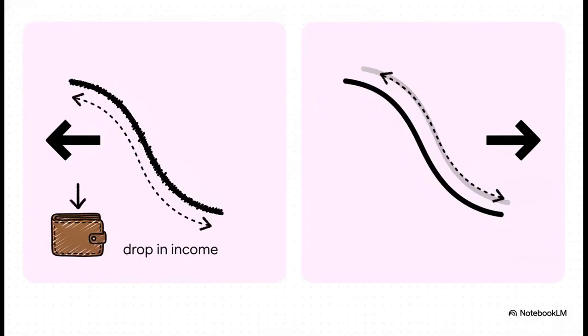Just like before, we have specific terminology here, and it's totally different from what we use for movements. When the entire curve shifts to the right, representing higher demand at every possible price, we call it an increase in demand. When external factors, like maybe a drop in income or a fall in the price of a substitute, cause the curve to shift left, we call it a decrease in demand. So remember, increase and decrease mean the whole line moved. Expansion and contraction mean you just slid along the line.